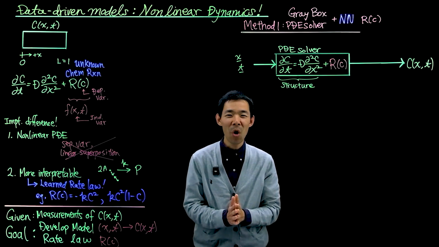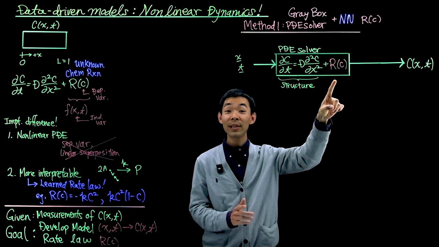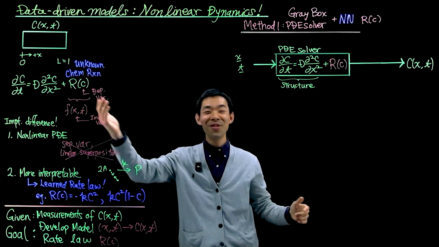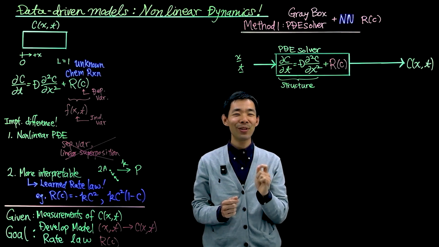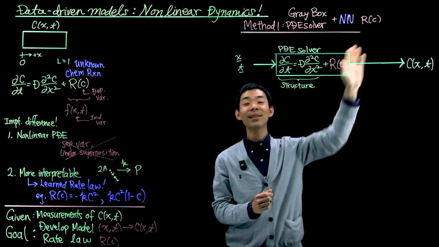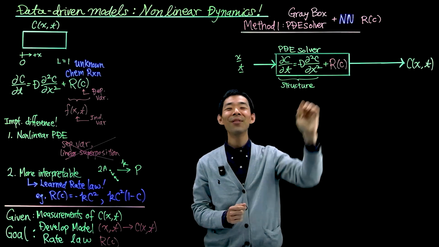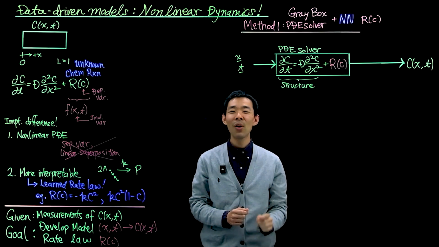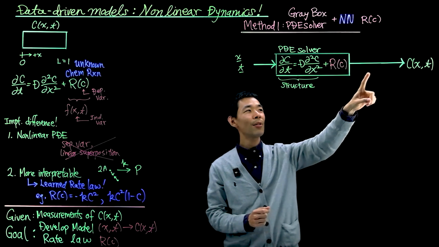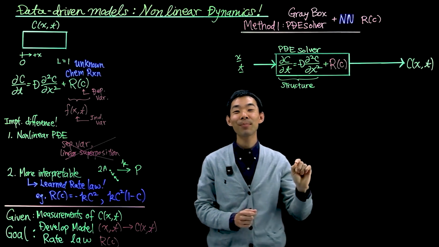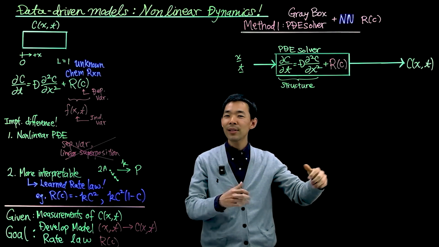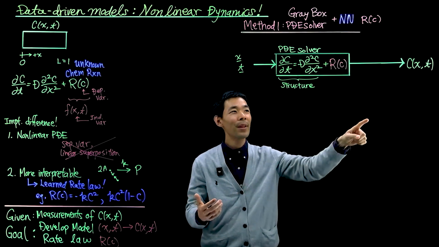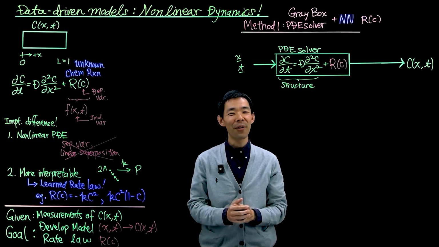Now, what we don't know is this term R of C. We don't know the unknown chemical reaction. It's the rate law. We don't know what that is. And therefore, we're going to do a black box type modeling of this rate law R of C. What we're going to do is take out the concentration that comes out of this block and measure the error, optimize the neural network model, and then feed it back into the PDE solver.